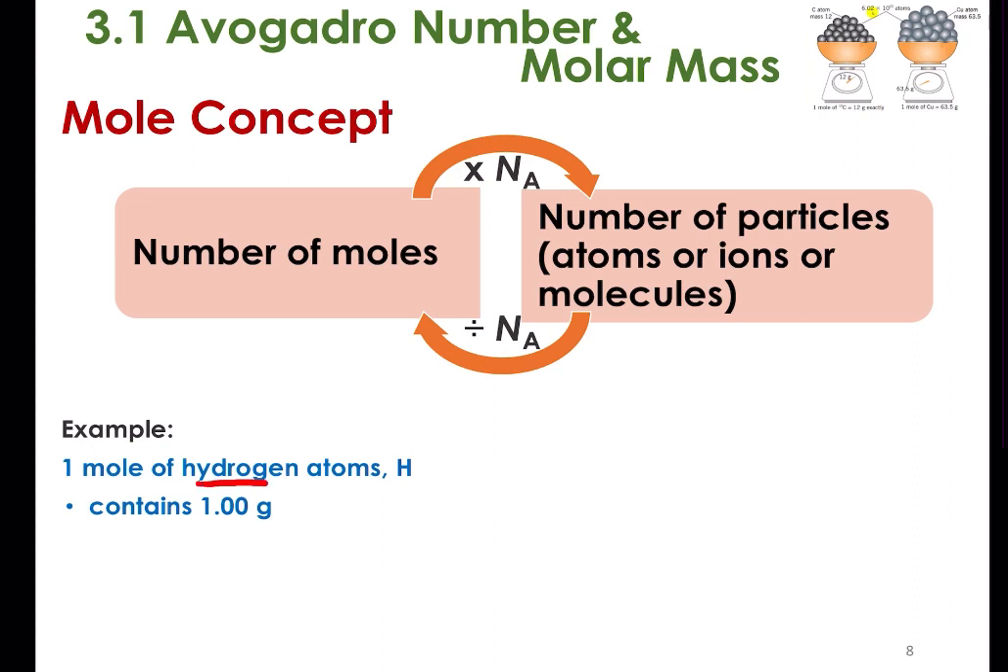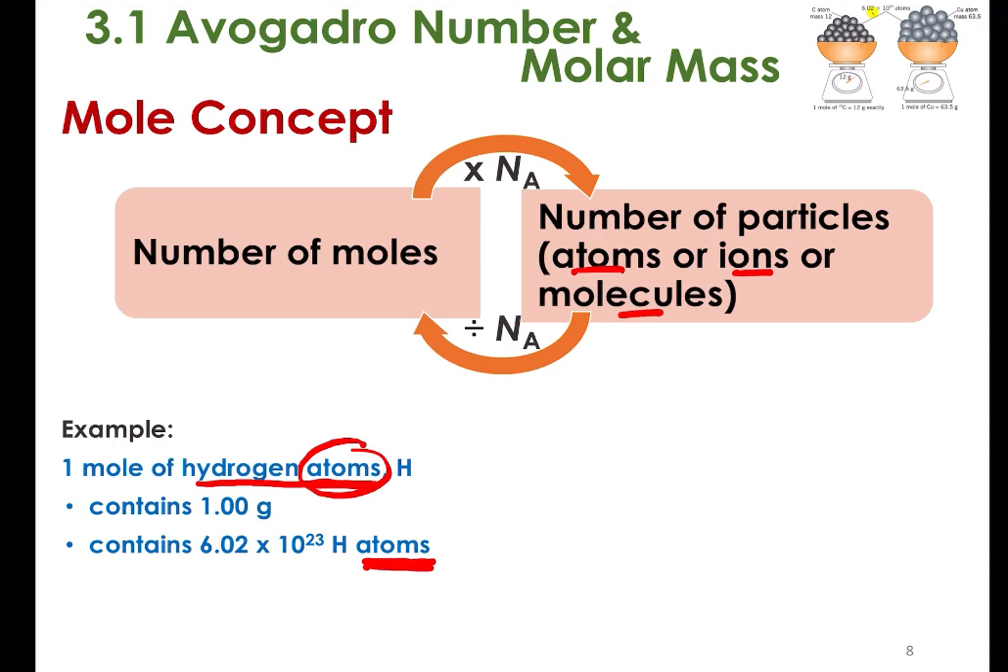I have hydrogen atom here. So that means in my case the particles are atoms. So which means I can also say that 1 mole of hydrogen atoms also contains 6.02 exponent 23 H atoms. So that's why you need to be careful whether you use particles in terms of atoms or ions or molecules. So take a look carefully.